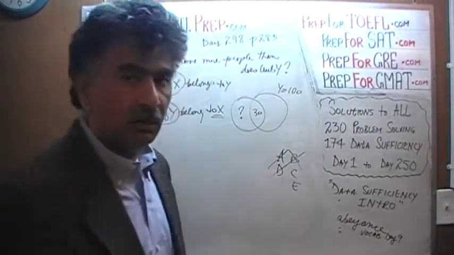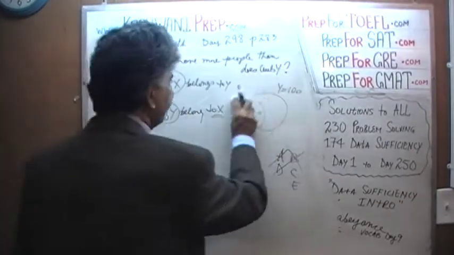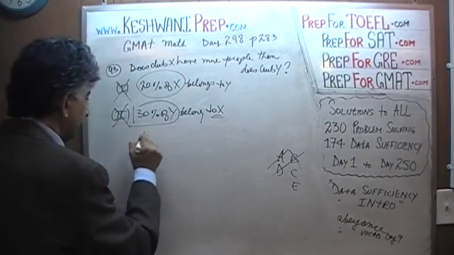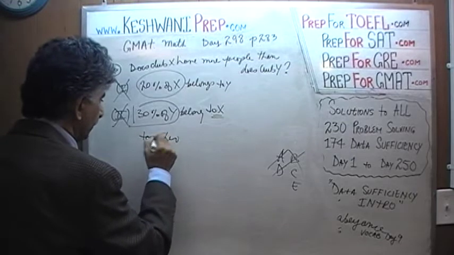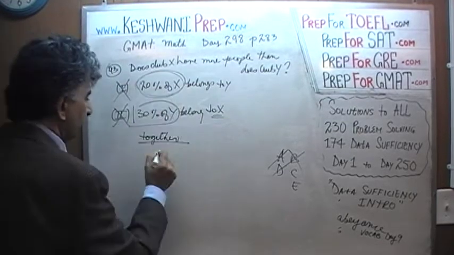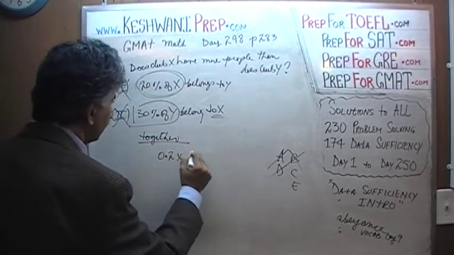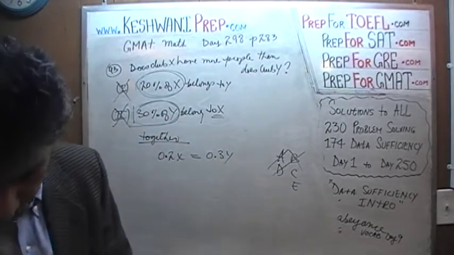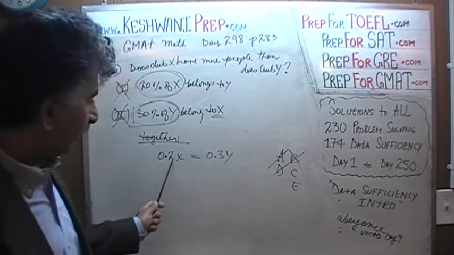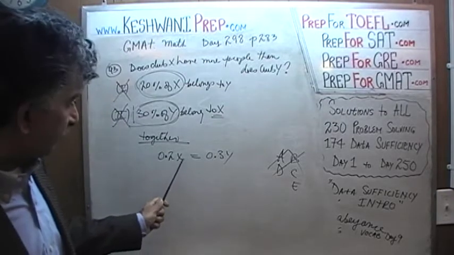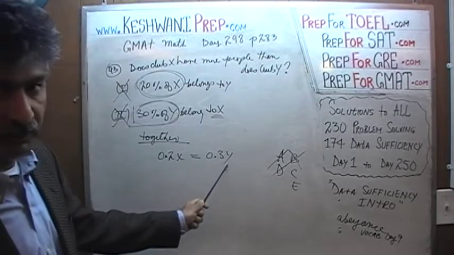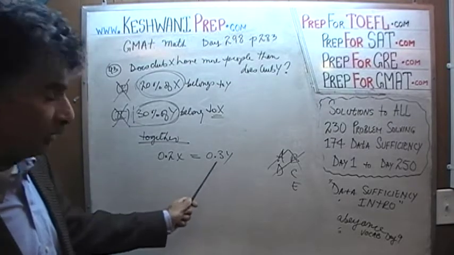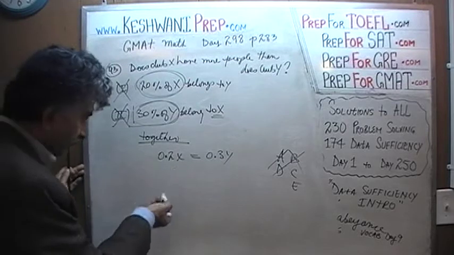The answer cannot be B. Let's put them together, shall we? When we put the two statements together, then we're going to get someplace. Now we know that 20% of X, 0.2 of X equals 0.3 of Y. There you have it, if 20% of some number equals 30% of some other number, then X has to be more than Y, because it only takes 20% of X to equal 30% of Y.